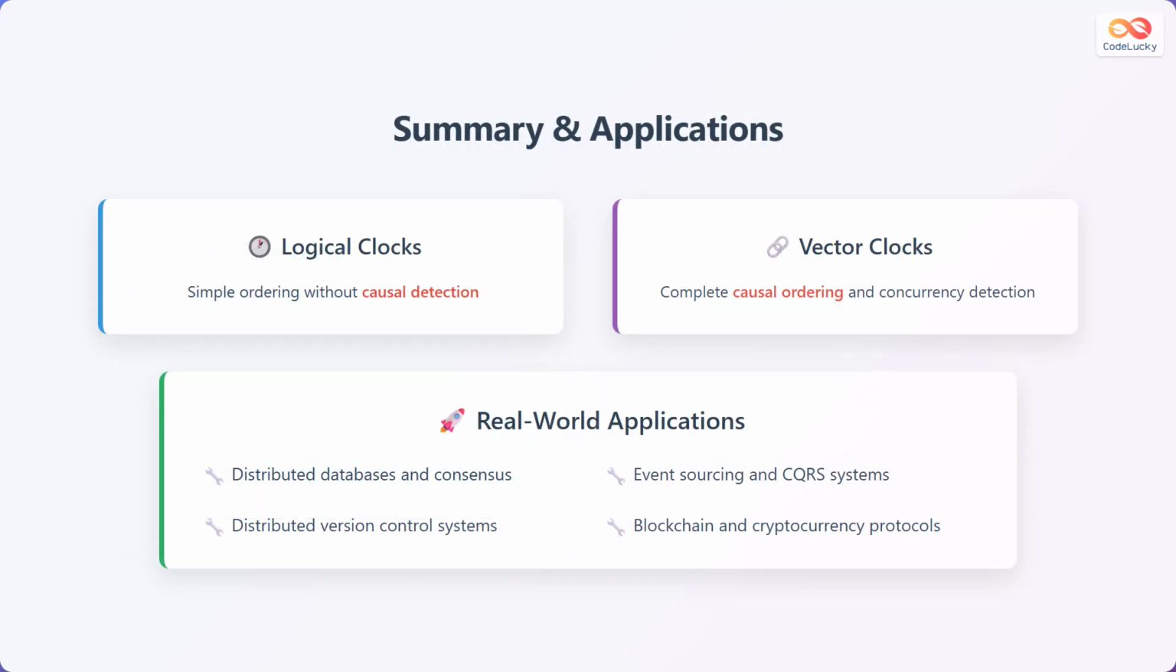Here is the summary of the video. Logical clocks enable simple ordering without causal detection, whereas vector clocks enable complete causal ordering and concurrency detection. Both logical and vector clocks have numerous real-world applications. They are used in distributed databases and consensus algorithms, event sourcing and command query responsibility segregation, CQRS, systems, distributed version control systems, and blockchain and cryptocurrency protocols.